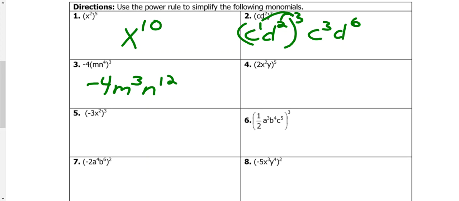Let's look at number 4. Notice in this case, this 2 is inside the parentheses. So that exponent of 5 that's sitting outside the parentheses is going to be applied to that 2. So we need to think about what's 2 to the 5th power. Well, when you plug it into your calculator, or if you just think 2 times 2 times 2 times 2 times 2, that's going to give us 32. And then x squared to the 5th power gives us x to the 10th. And y to the 1st to the 5th power gives us y to the 5th.